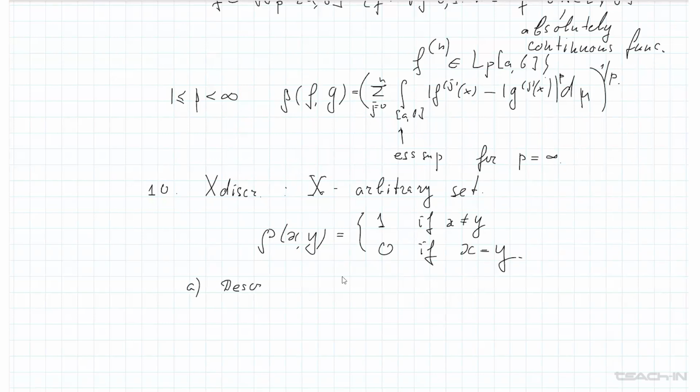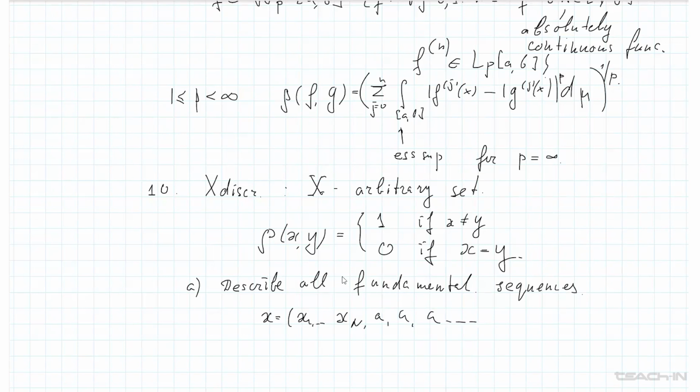Describe all fundamental sequences. So all the sequences which have a tail of zeros, or like the tail of the same element. Why 0? We don't know about 0. No, I mean like an arbitrary set, the same element in the tail. Okay, yes, stabilizing. Stabilizing sequences. So x equals x1, ..., xn, and then a, a, and so on. Yes.